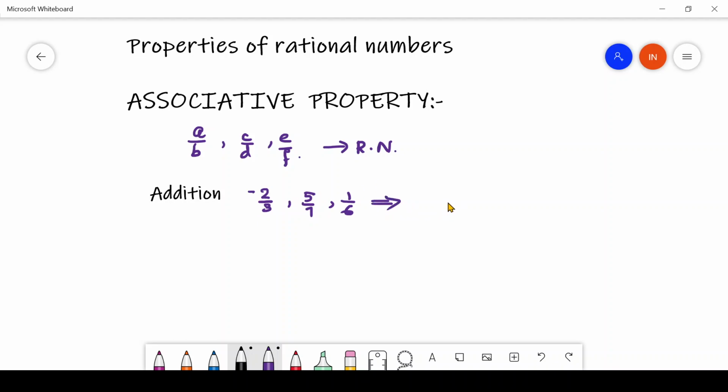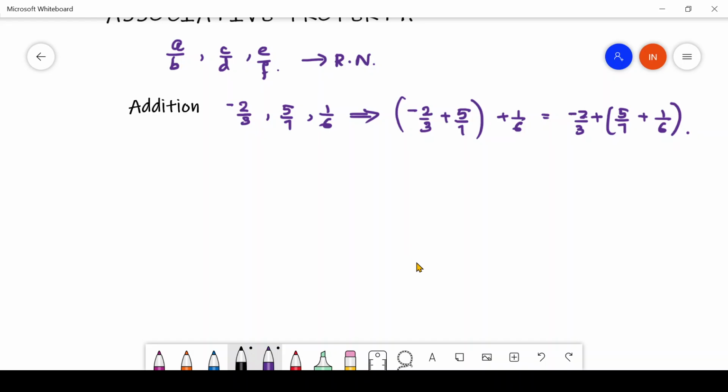So if addition is associative for rational numbers, what is the condition? Yes, you have learned this for other numbers. So negative 2 by 3 plus 5 by 7, plus 1 by 6, should be equal to negative 2 by 3 plus, 5 by 7 plus 1 by 6, right? So let us see whether this is satisfied. First we are going to start with the LHS. This is the LHS and this is the RHS.